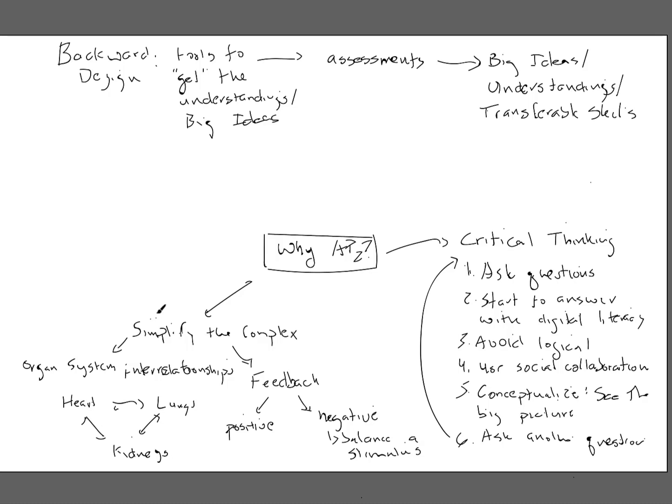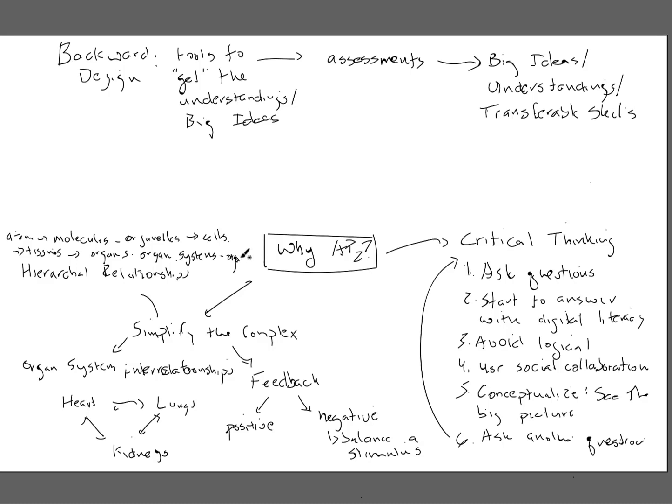The other one that I want you to use for simplifying the complex is hierarchical relationships. And what I mean by this is, early in AP1 you would have known that atoms connect to molecules, connect to organelles, and that goes into cells. And that's going to go into tissues. It's going to go into organs, organ systems, and organisms.